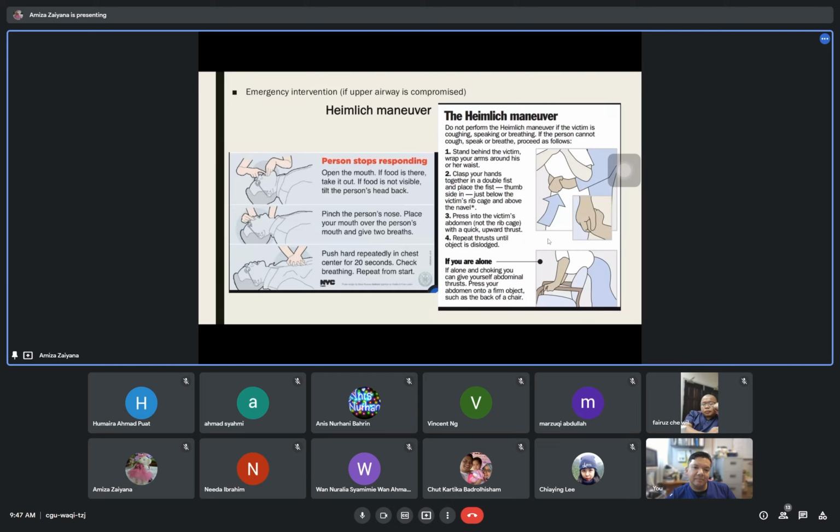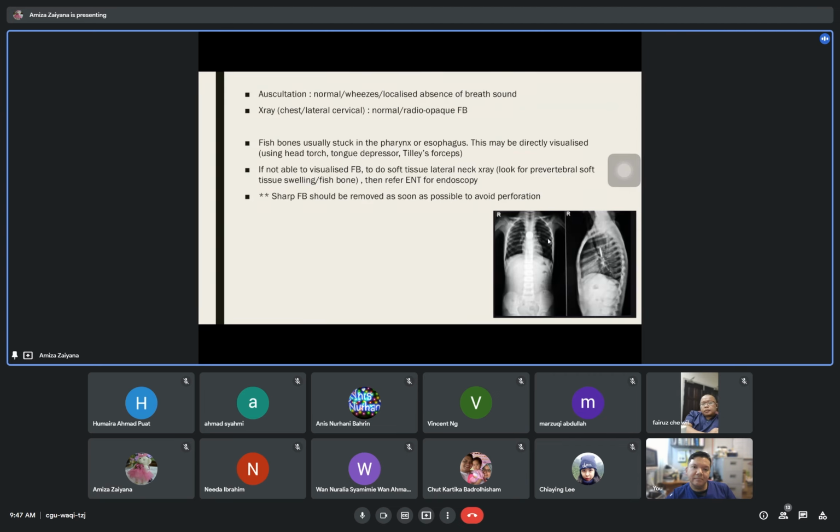Okay. For assessment of the patient, we usually listen for normal breath sounds, wheezes, or localized absence of breath sound during auscultation. We can also do an X-ray, chest and lateral cervical. We may see normal, or we may not see the foreign body, or any radio-opaque foreign bodies. Like in the picture below, you can clearly see the foreign body.